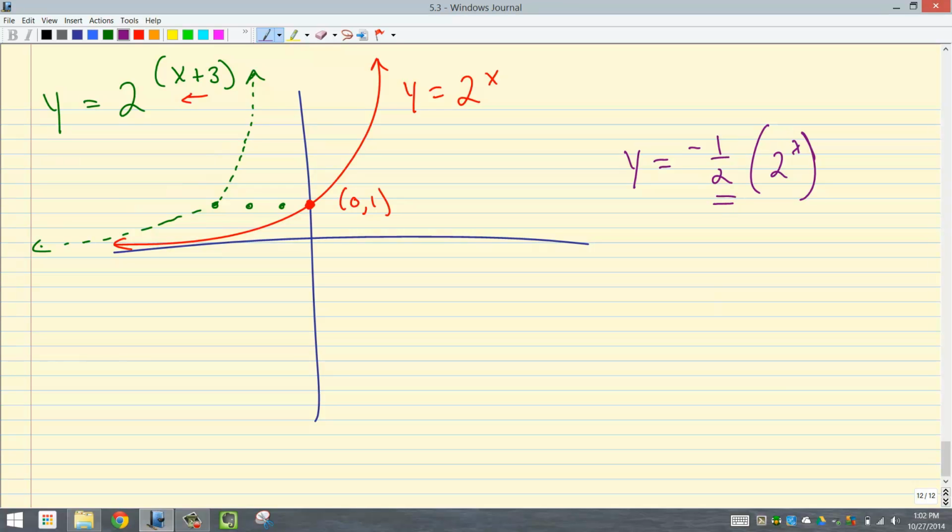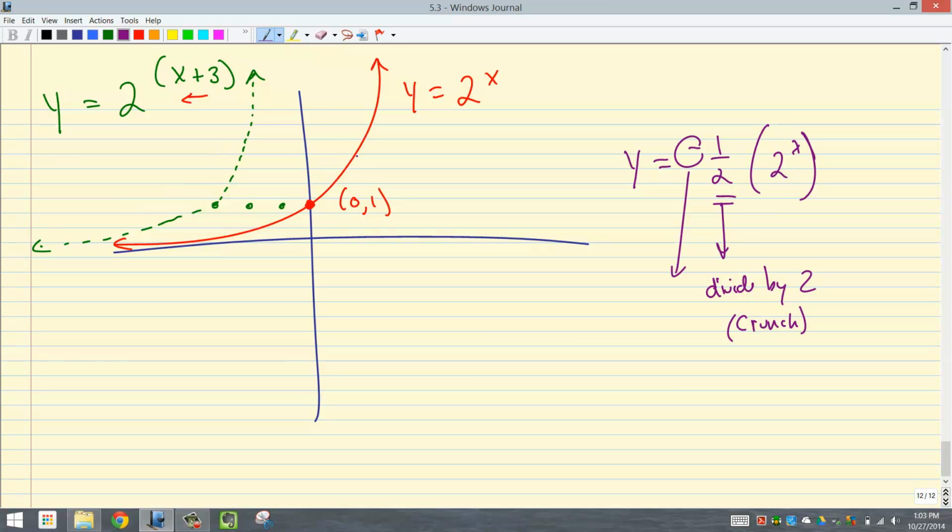The 1/2, if you picked every point here and multiplied it by 1/2, it would crunch it down, right? Yep. Okay. So the 1/2 crunches the graph down. It squishes it vertically. It divides everything by 2. So this crunches it. We'll say divide by 2. So it crunches.